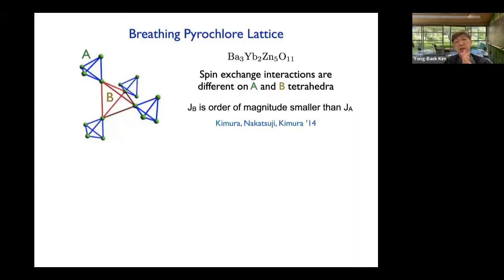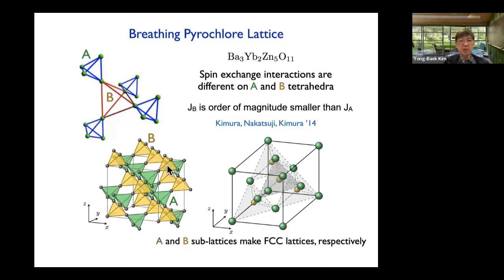Okay. So what is the useful setting that we can think about? Let's think about this so-called breathing pyrochlore lattice. In this case, say the A tetrahedron and B tetrahedron sizes are very different. Imagine that. Then the spin exchange interactions are going to be different on the A and B tetrahedra. And imagine that the exchange interaction on the B tetrahedron is an order of magnitude smaller than the interaction on the A tetrahedron. There's some material like this. So this is the picture of this breathing pyrochlore lattice.